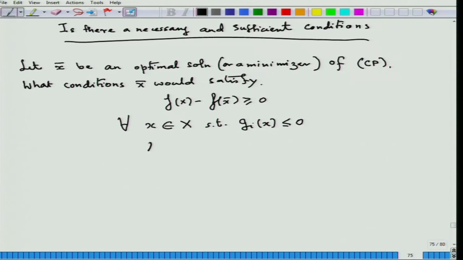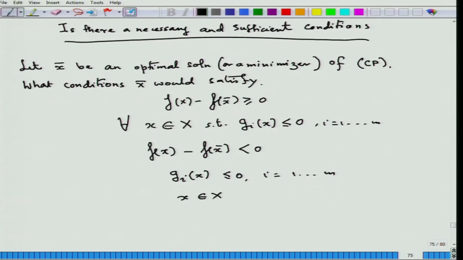So, f of x minus f of x bar, if this is strictly less than 0, that is, for every x satisfying this, this would happen. Any x which satisfies this cannot satisfy this, because x bar is a solution of the problem.